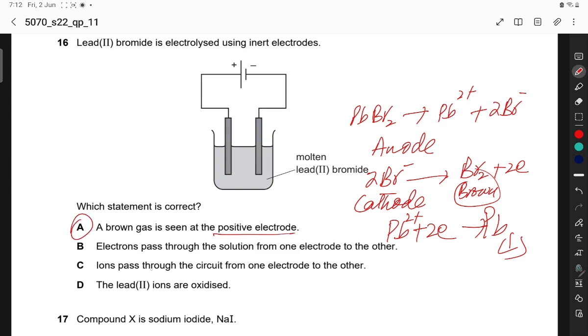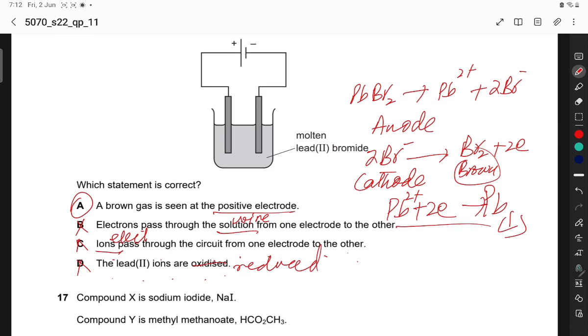So this is correct. Electrons pass through the solution from one electrode to the other? Electrons pass through wires, not solution, so this is incorrect. Ions pass through the circuit from one electrode to the other? Ions pass through the solution, while electrons travel through the circuit. The lead ions are oxidized, lead ions are reduced? Incorrect. So A option is correct.